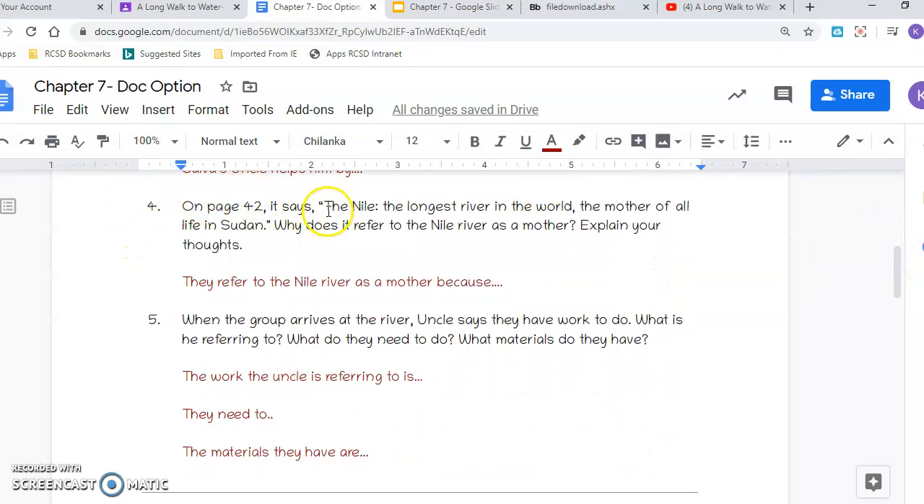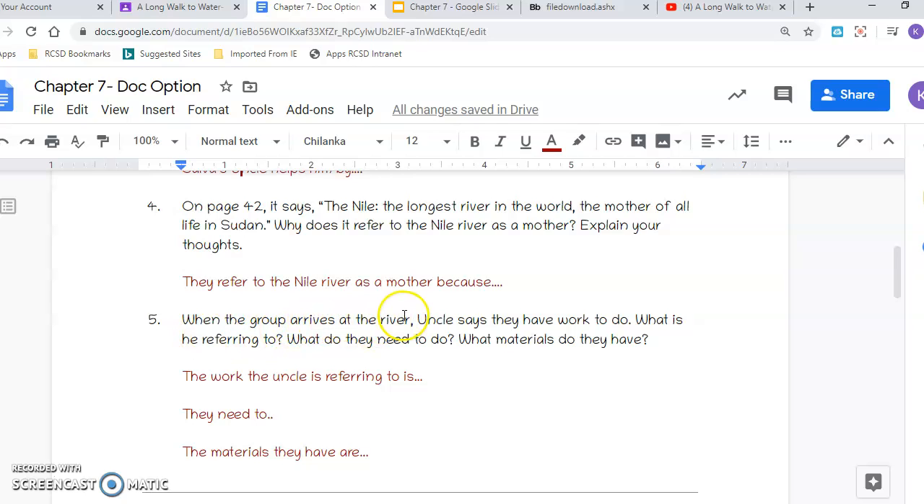All right, and then I keep going, question 4. On page 42, it says, the Nile, the longest river in the world, the mother of all life in Sudan. Why does it refer to the Nile as a mother? Explain your thoughts. They refer to the Nile River as a mother because 5.